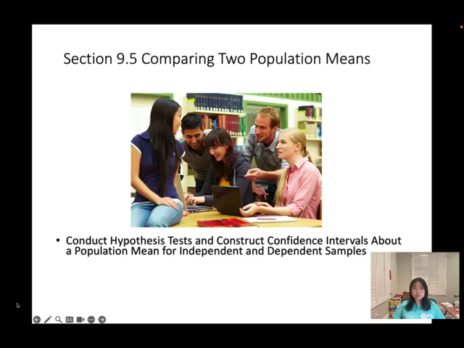Session 9.5, Comparing two population means. For these sessions, we have two parts. First part, we're going to talk about the population mean for independent samples, and we will conduct hypothesis testing and construct confidence intervals. For the second part, we're going to talk about the population mean for dependent samples, and also conduct hypothesis testing and construct confidence intervals.